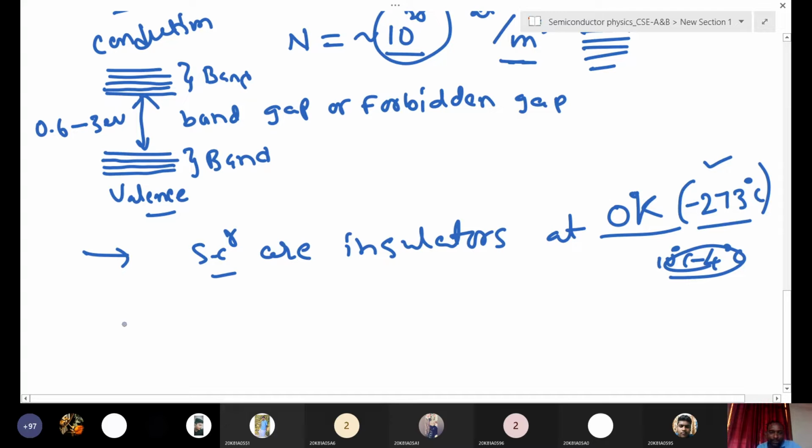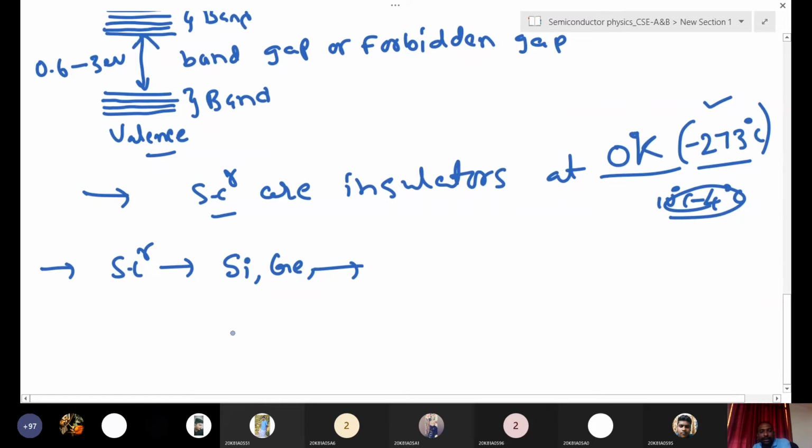Before going to that, what are the semiconductor materials? What do you know about semiconductor materials? Silicon and germanium. These are the general, primary semiconductors, and there are also compound semiconductors.